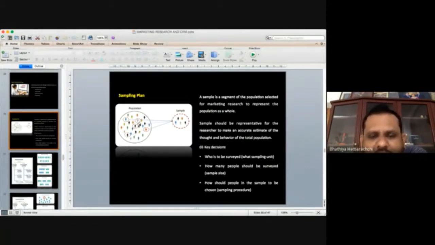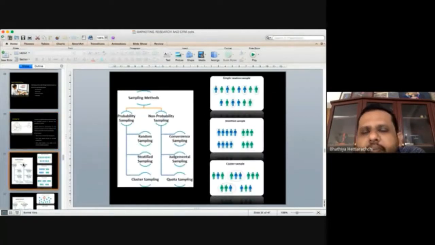Now, when you decide the population, okay, this is my total number. And then when you are deciding the sample, you have a few questions. You need to ask the question, who is to be surveyed? What is my sampling unit? Second, how many people should be surveyed? Right? What is the representative number? And then how should people in the sample be chosen? Right? Sampling procedure. Now these are all very valid questions for you to answer, right? So if you don't answer these questions, you can't find a good sample, right?